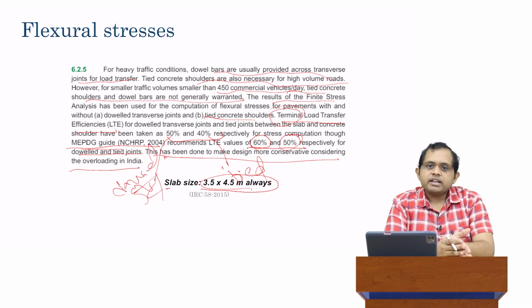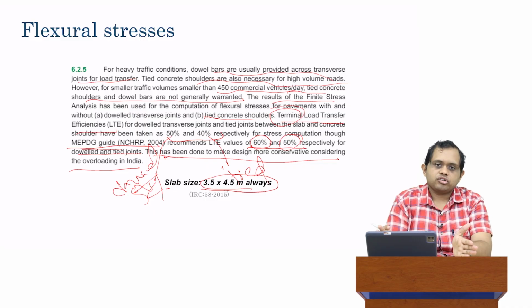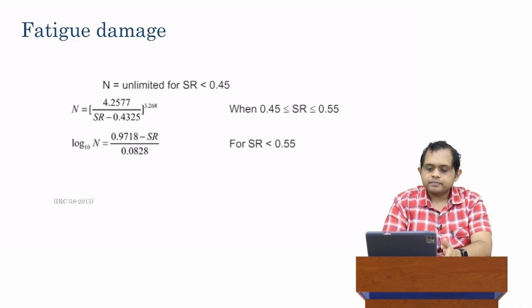In practice, we can sometimes have slabs which are slightly larger or slightly smaller than this. And in the MEPDG, there are actually ways to change the slab size as well, because that was one of the variables to the neural networks. But in IRC 58, this was the fixed slab size which was considered, 3.5 by 4.5.